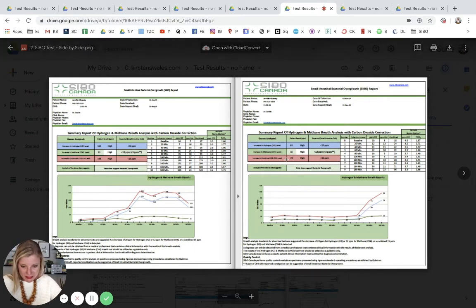This one's a little bit blurry, sorry about that. So methane was 7, and it did go up to 37 at the 100-minute mark, but positive from the 60-minute mark. And then negative and negative.